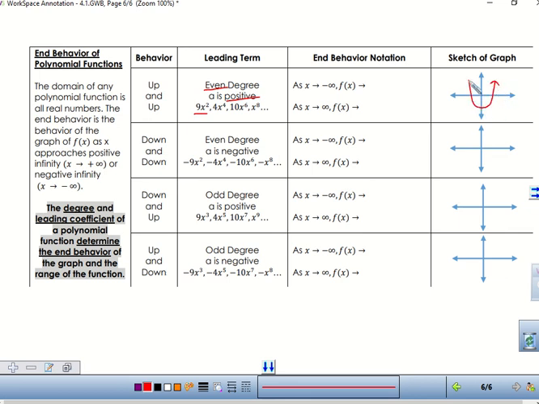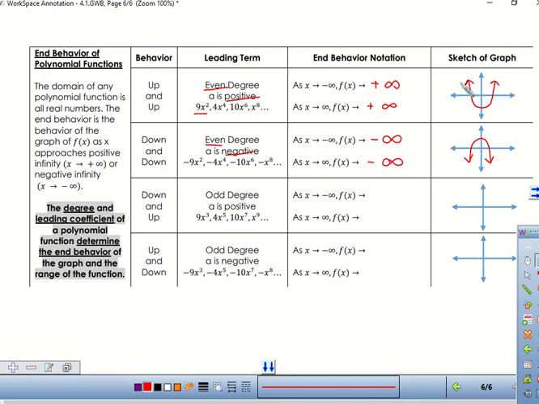There's multiple sketches that could do this, but with even degree and a positive leading coefficient, they are always going to end upwards. So positive infinity, positive infinity. Even negative will always end downward on both sides. Something I always remind students is even will always go the same direction on both sides, so either up on both sides or down on both sides.